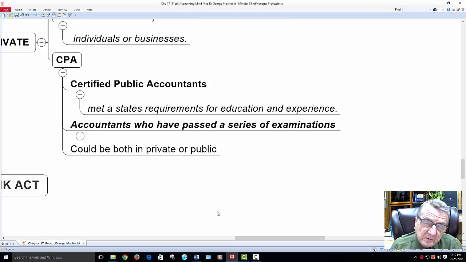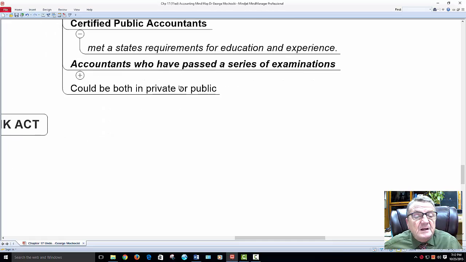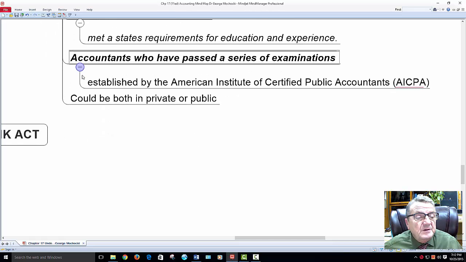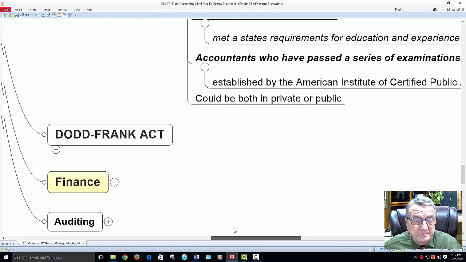Because remember, you're a public accountant, you have to understand different processes and different businesses. Even though they follow the general accounting procedures, different businesses may operate differently. And how do I make sure I put it in the right journal or ledger? Okay, these are accountants who have passed a series of examinations established by the Illinois Institute of Certified Public Accountants, and could be in both private or public.